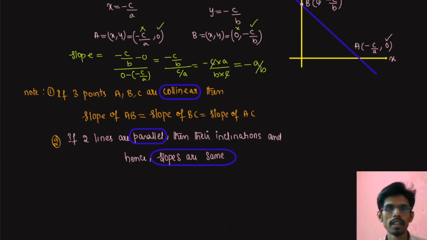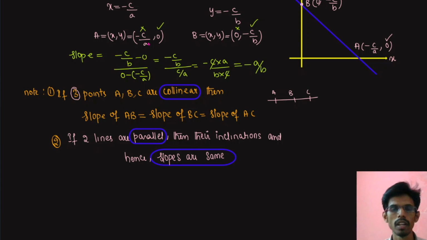Now let us note down these points. If we have 3 points, name them as A, B, C. If they are collinear, it means all points lie on the same line. Then the slope of AB will be equal to the slope of BC or slope of AC.